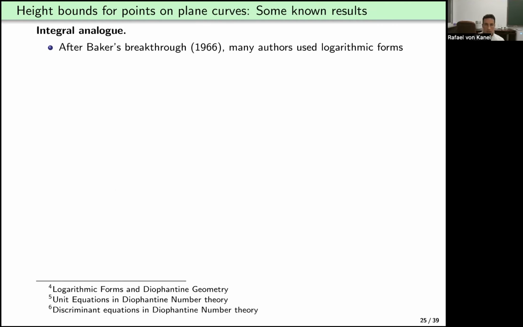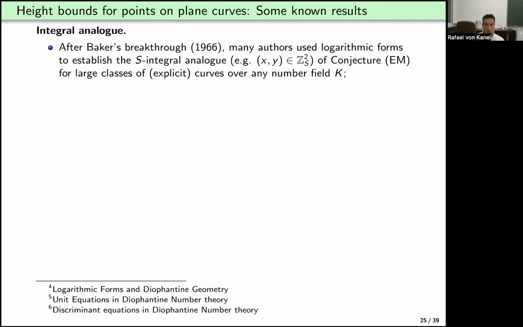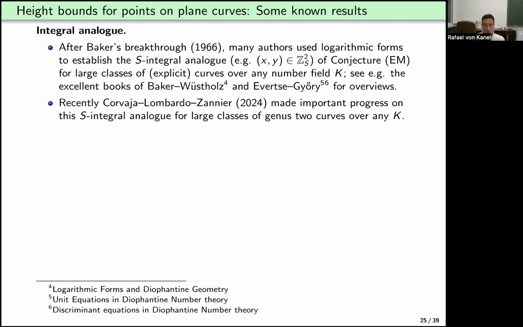And then I would like to discuss some known results. We can also look at the integral analog of this. This was established by many authors after Baker's breakthrough using linear forms in logarithms. They proved the S-integral analog of this conjecture for large classes of explicit curves, actually over any number field. One can, for example, look at the excellent books of Baker-Wüstholz and of Evertse-Győry for overviews. I would also like to mention some recent work of Corvaja, Levin, and Zannier. They made important progress on this S-integral analog for large classes of genus 2 curves over any number field K.